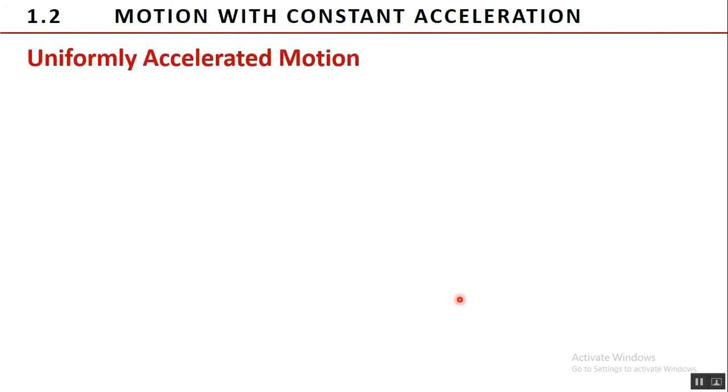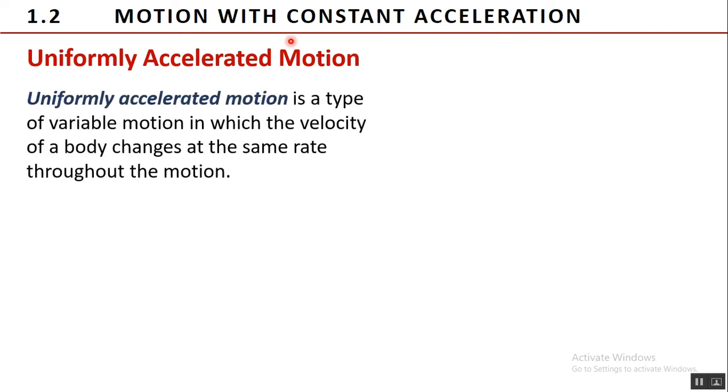Hello, everyone. At this point, it is expected that you have mastered the concept of kinematic quantities such as position, time, displacement, distance, speed, velocity and acceleration. In this lesson, we will learn an important type of motion in which the velocity of a body is changing at a constant rate. This motion is called uniformly accelerated motion.